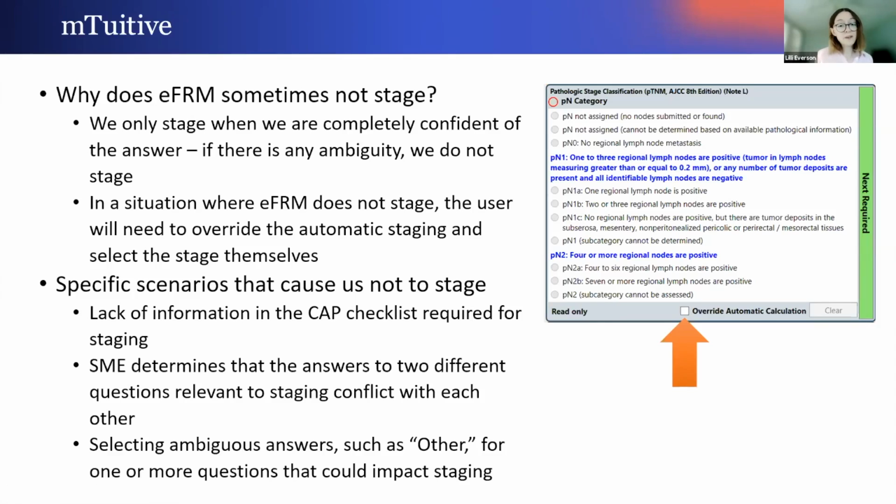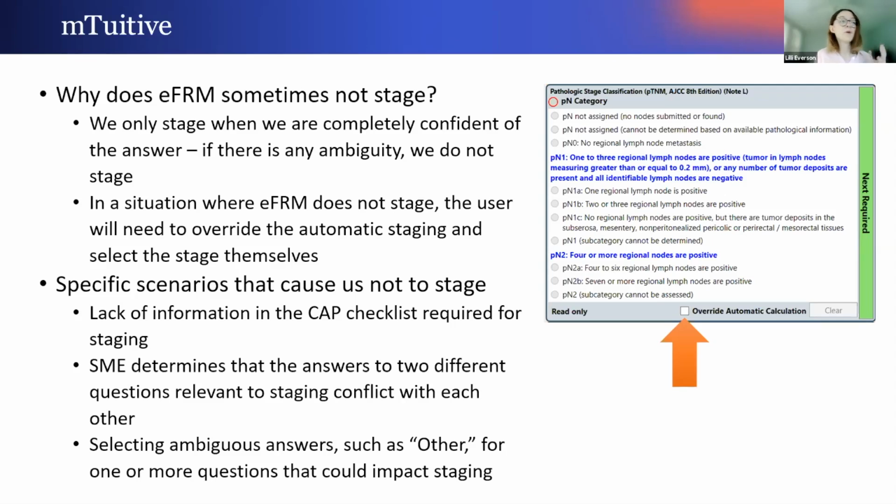So here are some specific scenarios that cause us not to stage. First off, lack of information in the CAP checklist required for staging. So as many of you know, certain staging criteria is very much based on clinical information. For example, I think the lip and oral cavity PT is one such category where that is true. And so if the CAP checklist itself isn't collecting that data, we can't really stage. Second of all, the subject matter expert may determine that the answers to two different questions that are relevant to staging and that we are testing conflict with each other.